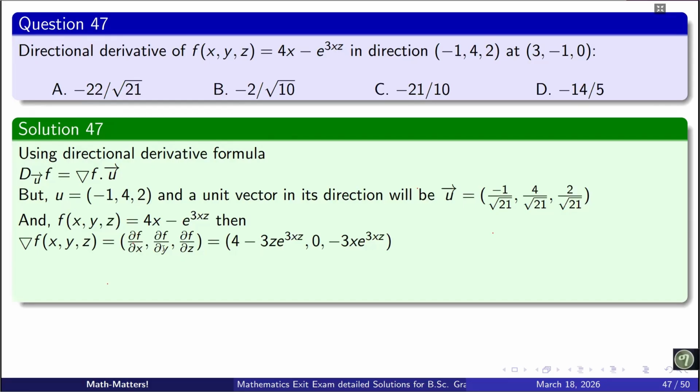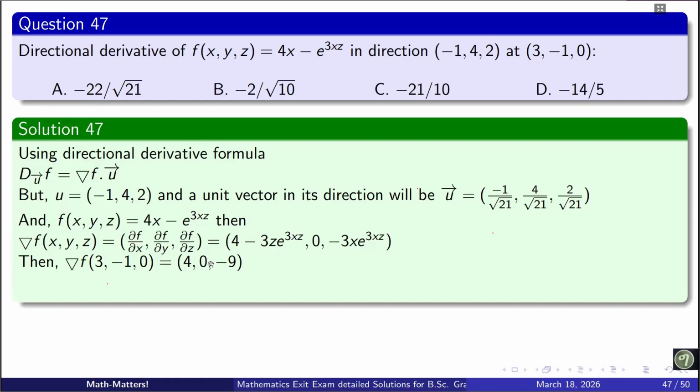The partial derivative of f with respect to y, because there is simply no y here, becomes 0. And the partial derivative of f with respect to z is this one. Then the gradient of f at (3, minus 1, 0) can be obtained by replacing 3 for x, minus 1 for y, and 0 for z. So when we substitute this point, 4 minus 3 times z times e to the power of 3xz, because z is 0, the value of the first component is 4.